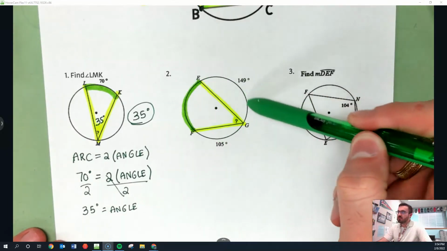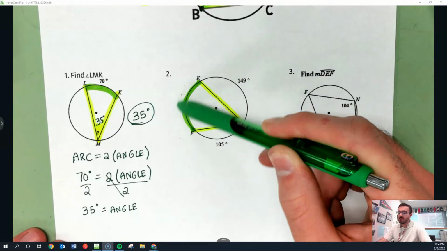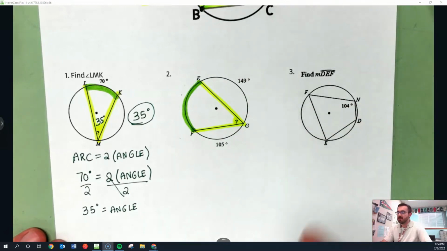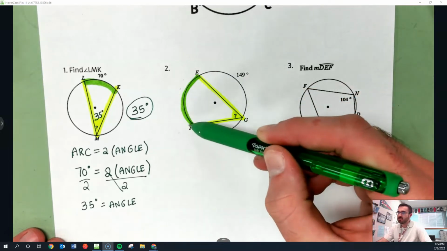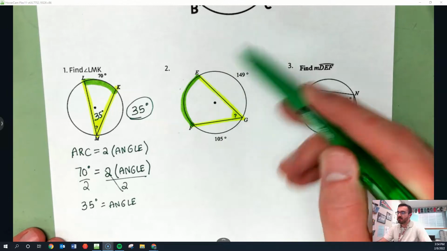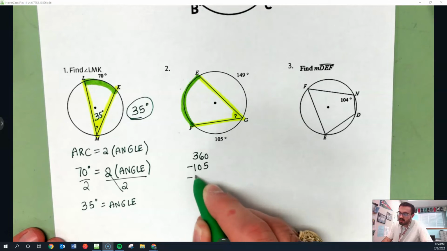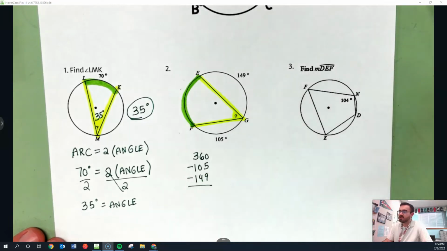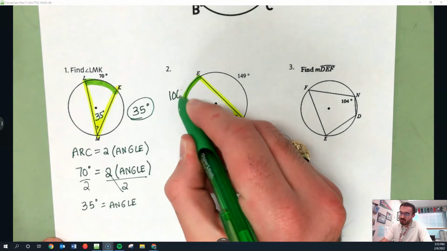This whole circle adds up to how many degrees? Think about it. Hopefully you remember that was 360. Okay, so if we know this part of the circle, the only part we're missing is this green part. So we can do 360 minus 105 minus 149. That's the rest of the circle, that's going to equal the green part. So 360 minus 105 minus 149 equals 106. So now I know this is 106. So that's my answer, right?